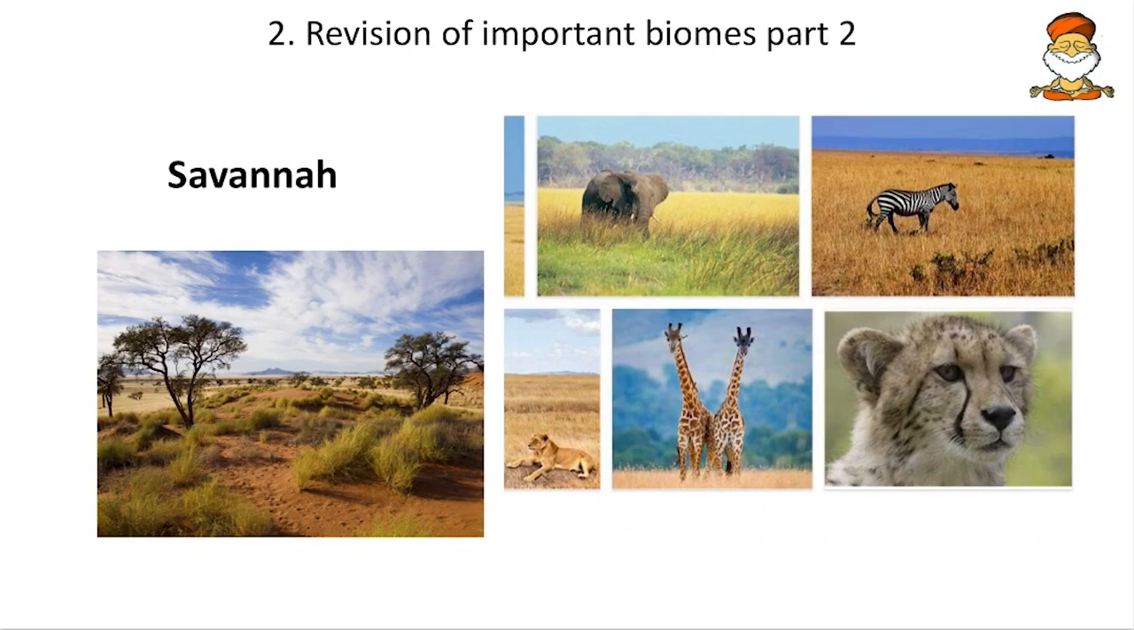Next come the grasslands. Grasslands are the ones where large predators and large herbivorous animals are found. Savanna grasslands are the tropical grasslands, and here we know that grasses are thick and not so nutritious. Here we can see elephants, zebras and giraffes. These are found here, and lions and cheetahs are the predators that are present.